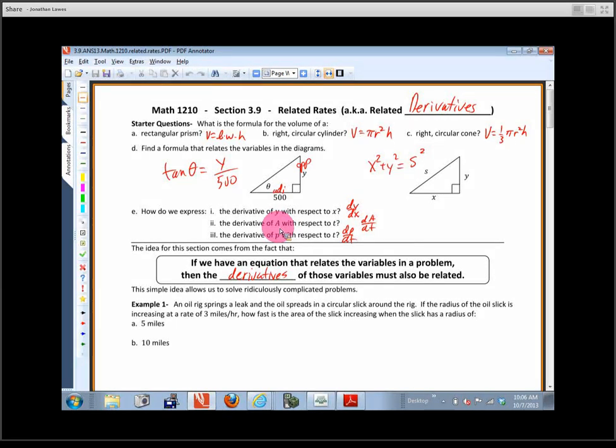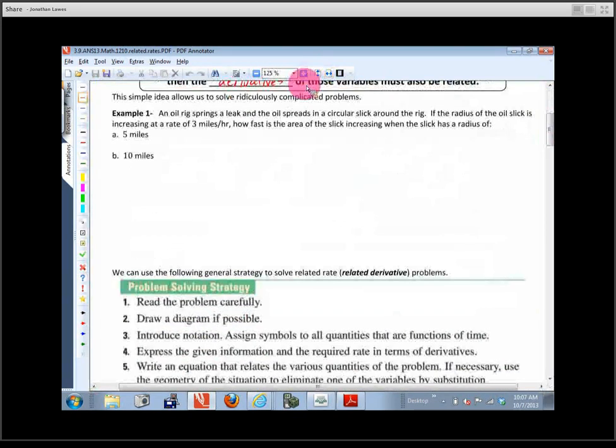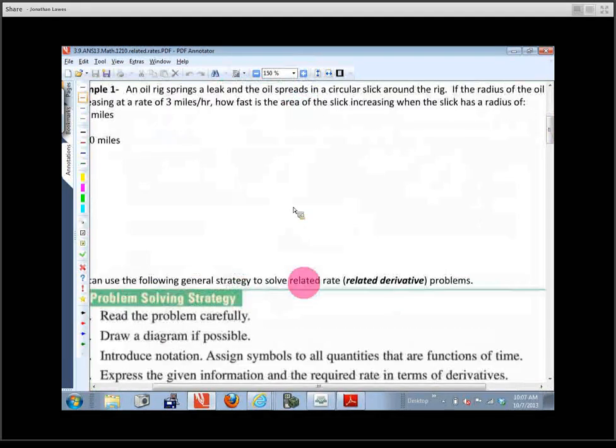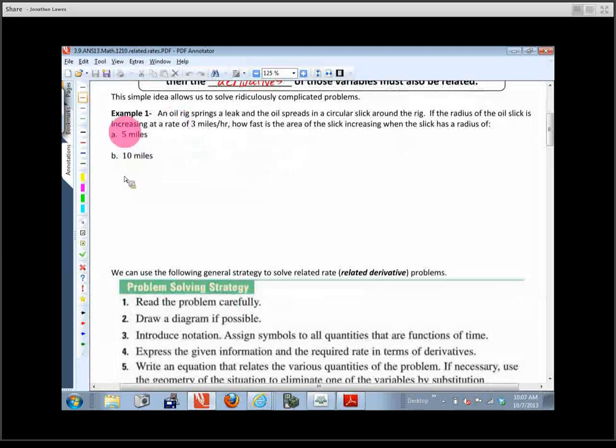The hard part usually is coming up with the equation that relates the variables. Now, on some of them, it's really not too bad. So let's take a look at the first problem. And let's think about this. So here's what we've got. And I made sure last time that yours matched up with mine, right? Okay, with the numbers. So 5 miles and 10 miles, and this is 3 miles per hour.